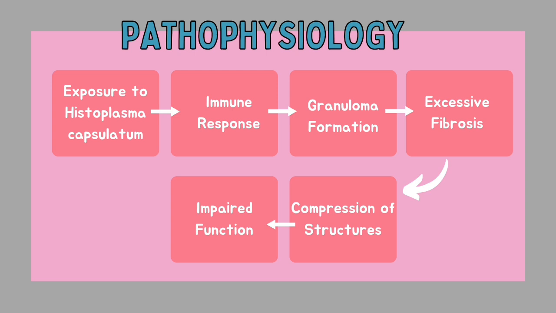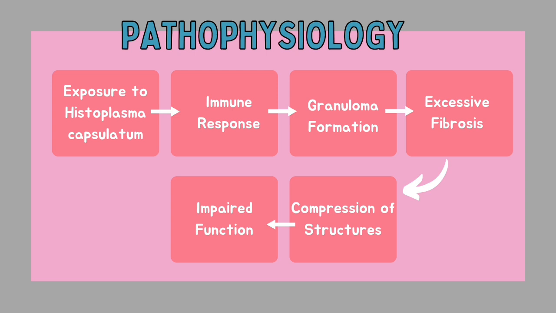Next is the granuloma formation. The T cells, macrophages, and other immune cells gather in the mediastinum, forming granulomas or clusters of immune cells in an attempt to contain the infection. This leads to excessive fibrosis. The granulomas release inflammatory mediators and growth factors that stimulate the production of collagen and other extracellular matrix proteins, leading to excessive fibrosis or scar tissue formation in the mediastinum.